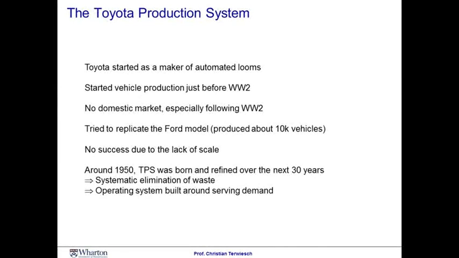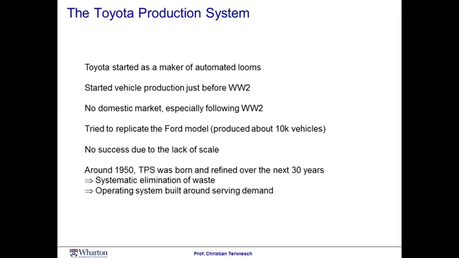The company Toyota started out as a maker of automated looms. They moved into vehicle production just prior to World War II. The tragic events of World War II left the Japanese economy deeply depressed. The United States, following the war, tried to help the Japanese economy. Just like they were involved with the Marshall Plan in Europe, they tried to reindustrialize Japan, including having an automotive industry. As part of this, they moved some of their machines, knowledge, and management from Detroit to Japan. The goal was to replicate the highly successful Ford model in Japan.